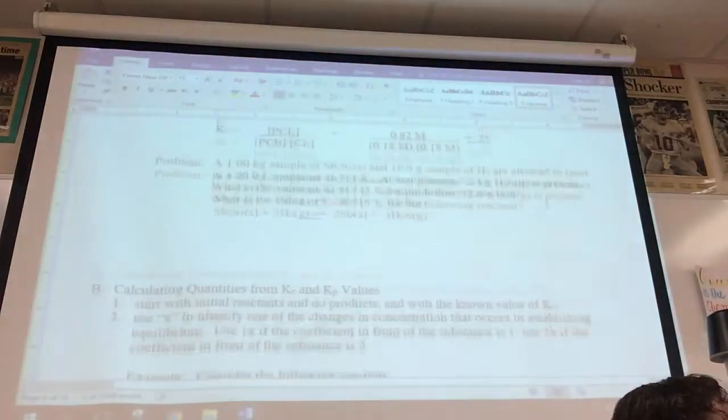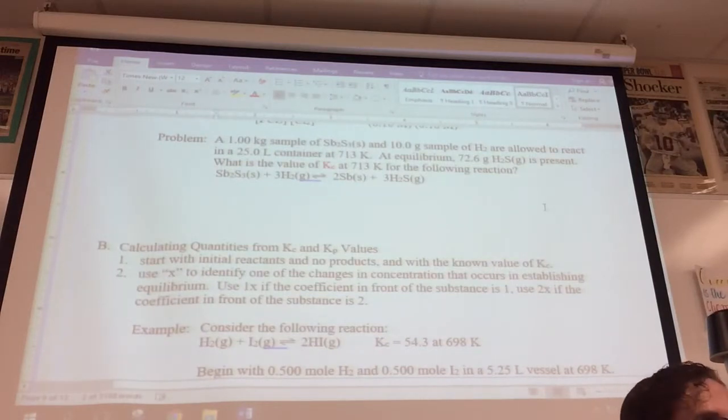All right. In the next example, we've got a kilogram of antimony 3-sulfide and 10 grams of hydrogen gas, and they're going to react in a 25-liter container at 713 Kelvin. At equilibrium, 72.6 grams of hydrogen sulfide gas is present. We want to know the value of Kc under these conditions, same temperature, and the reactions given. There's a lot going on here. Sometimes you see these problems and it becomes completely overwhelming and you don't know where to start.